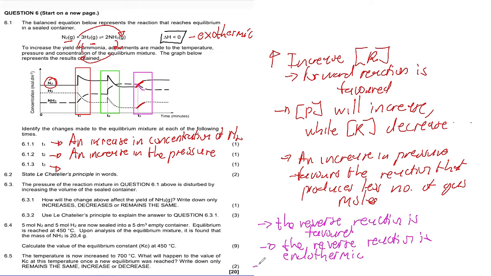Now, if we say the reverse reaction is favored and also the reverse reaction is endothermic, we know that an increase in temperature favors the endothermic reaction, right? So that means since the reverse reaction is favored and the reverse reaction is endothermic, that means there has been an increase in temperature, because the only effect that favors the endothermic reaction is an increase in temperature. So in T3, we can confidently say that there was an increase in temperature.